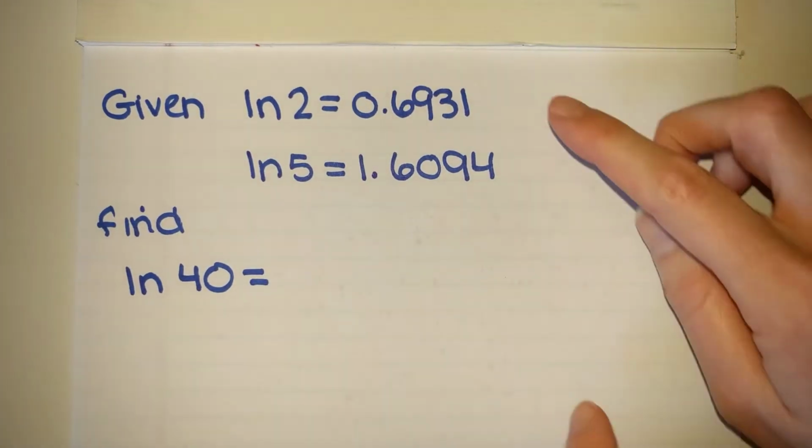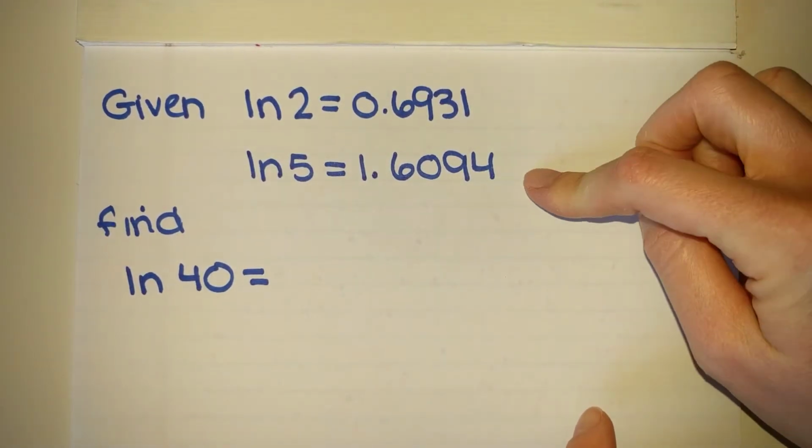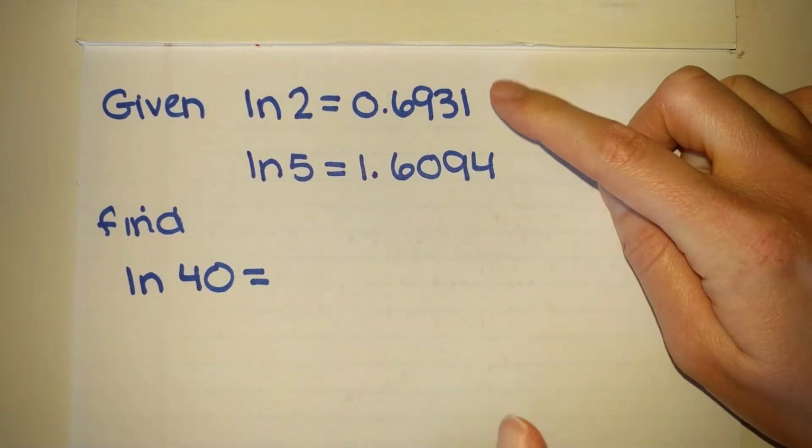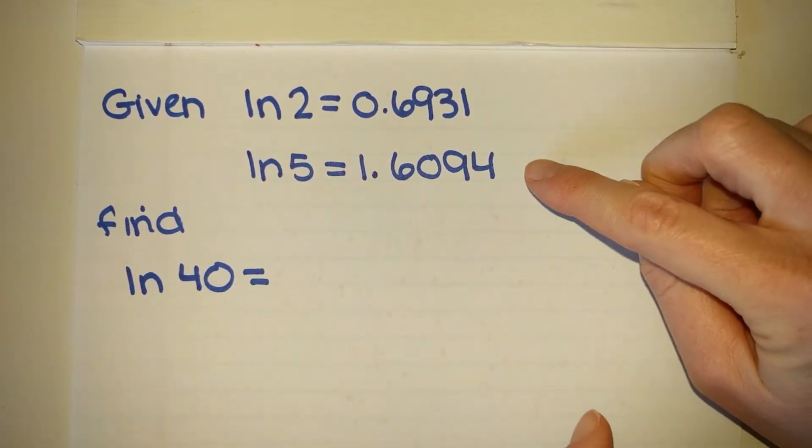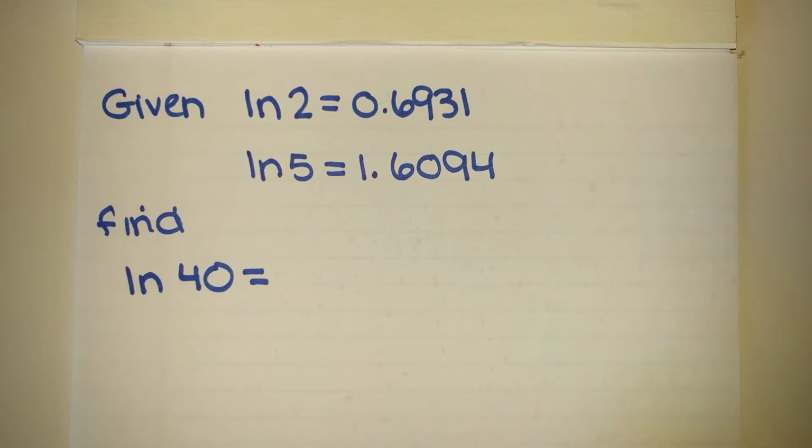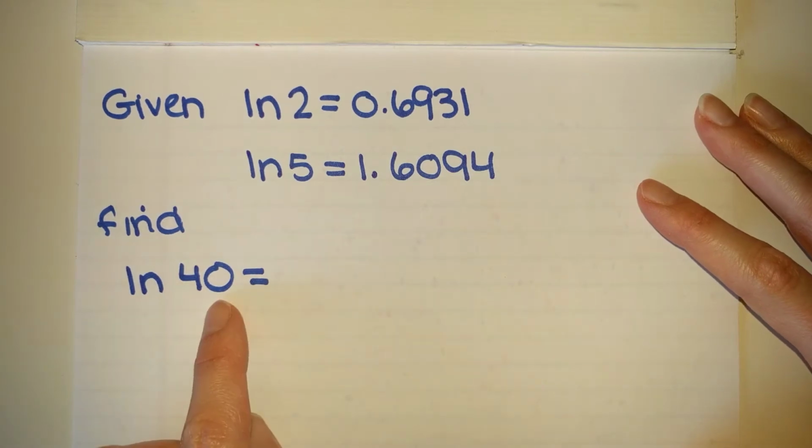So an example of using log properties is if you were given that the natural log of 2 is equal to 0.6931, and the natural log of 5 is 1.6094. What we can then do is use that to find the natural log of 40.